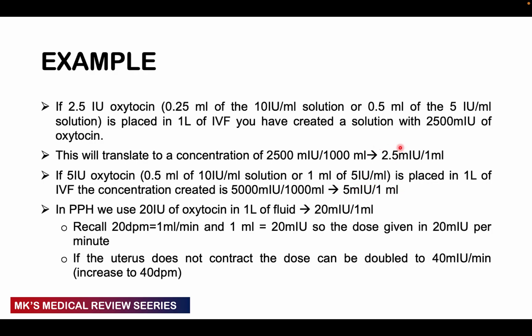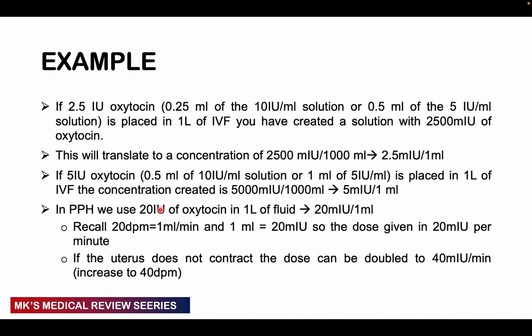So this is how you come up with the concentrations if you really want to. These concentrations are going to guide you on how you're going to be running the drops, such that you can deliver adequate amounts of oxytocin. Remember that in PPH, we're going to be using 20 international units of oxytocin in 1 liter of either normal saline or Ringer's lactate. So if we're getting that 20 international units, that's going to translate to 20,000 milli international units per 1 liter, per 1,000 mls.